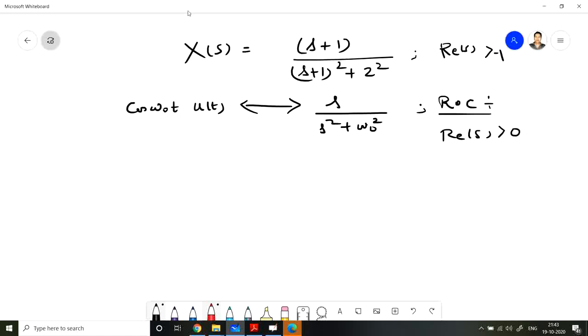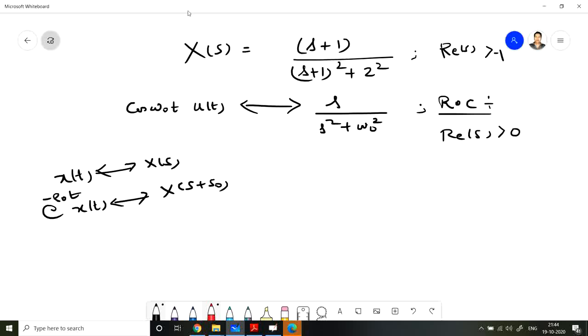Now we can apply the property. So what is the property? The property is, if we have x(t), the signal, and its Laplace transform is X(s), then if we multiply x(t) with e raised to the power minus s naught t, the Laplace transform will be X(s plus s naught). So here we can use this property.